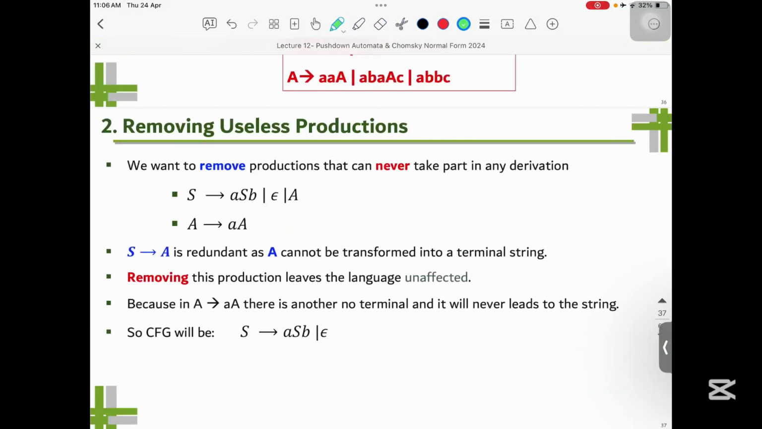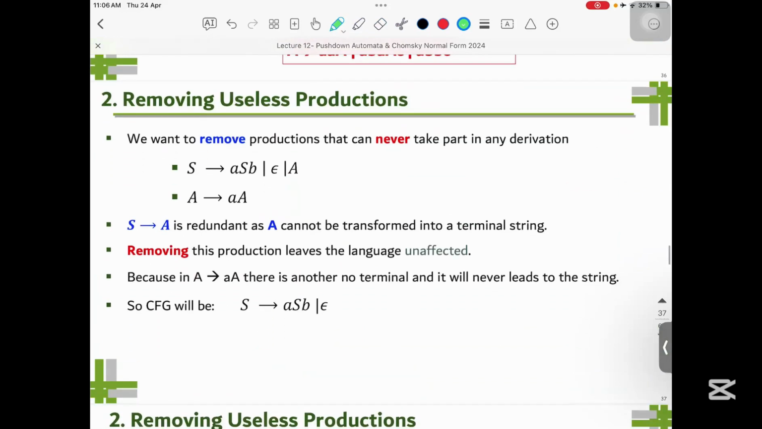Removing some useless productions. Let's see. In this grammar, we have S is equal to ASB or epsilon, and S is equal to A. However, A is something recursive that never ends. We cannot end A. So in that case, we need to remove this rule. If we remove this rule, A needs to be removed from here as well.